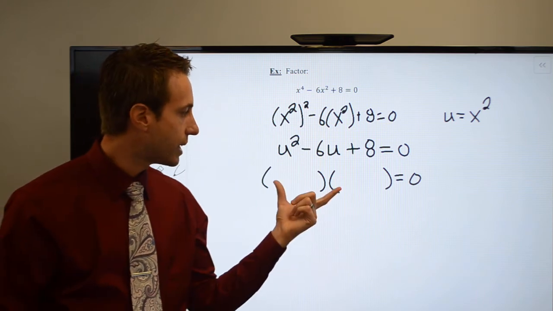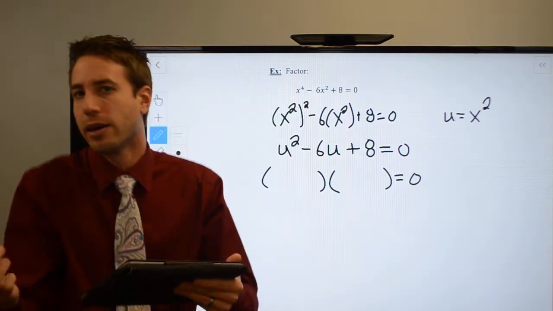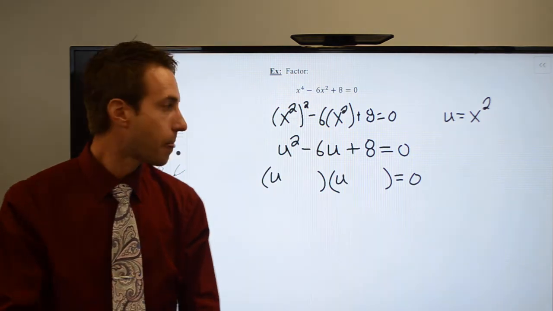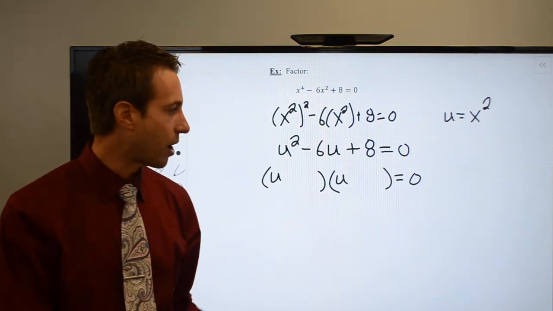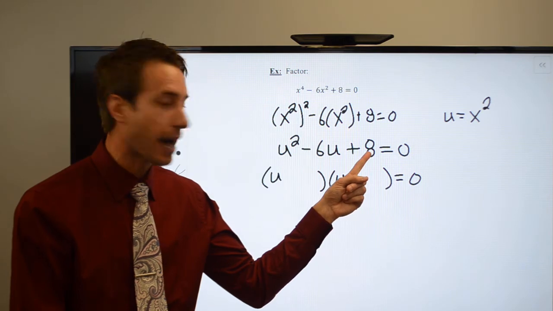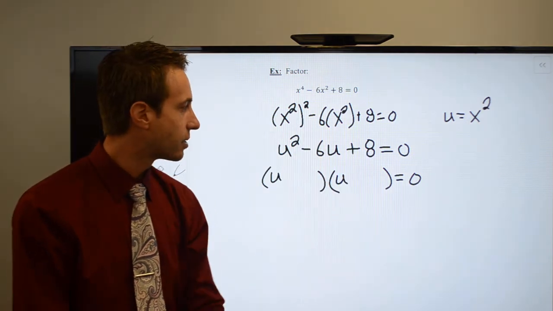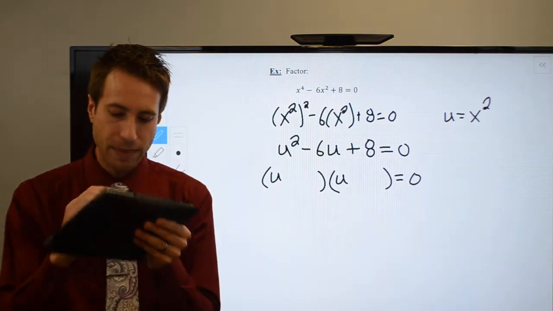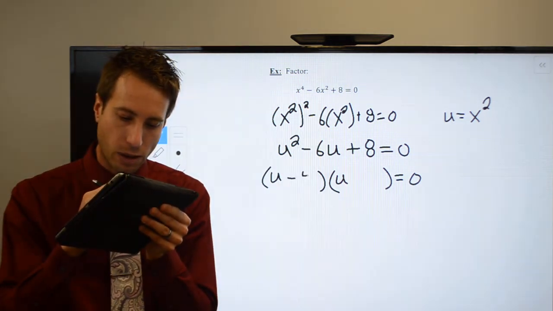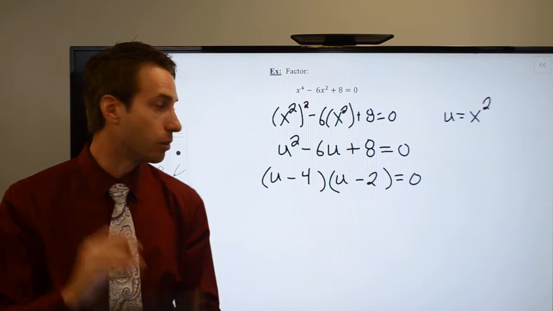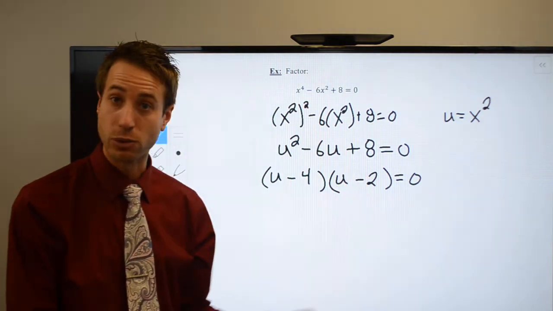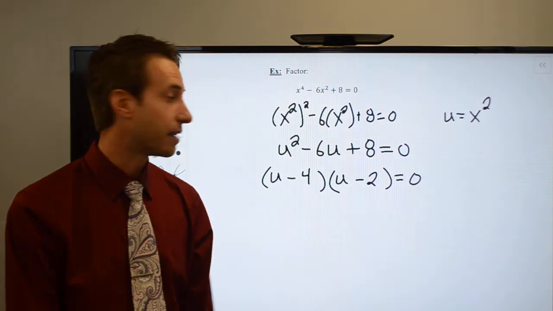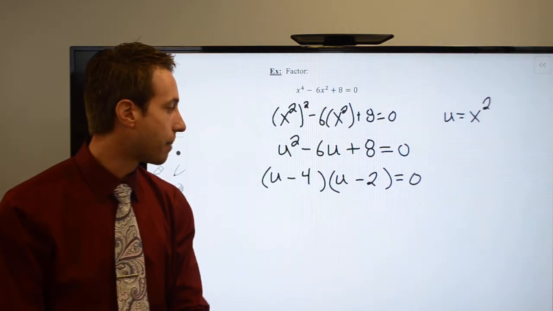Well, what two things do I need to multiply together to get a u squared? That's the easy bit. It's a u and a u, right? Now, the kind of trickier part, I need two numbers that multiply to a positive 8 and sum to a negative 6. And actually, that's not that tricky. It's going to be a negative 4 and a negative 2, right? Negative 4 times a negative 2 is a positive 8. Negative 4 plus a negative 2 is a negative 6. So there we go.